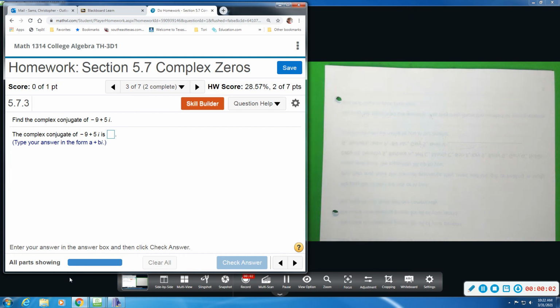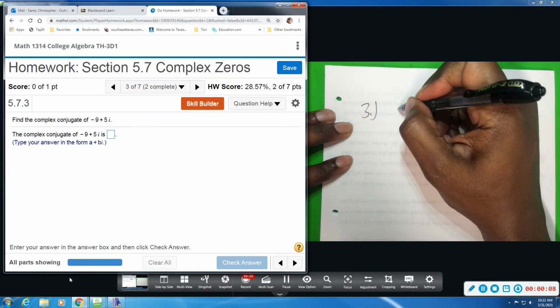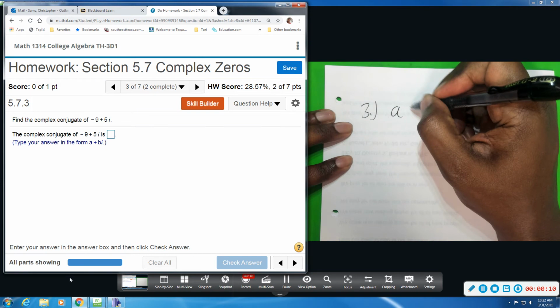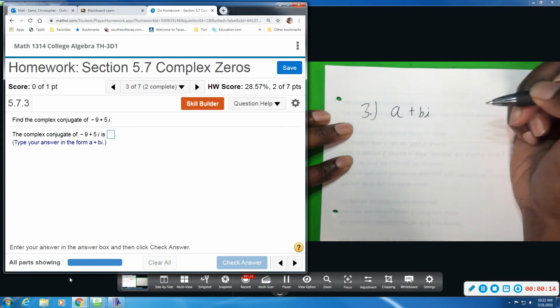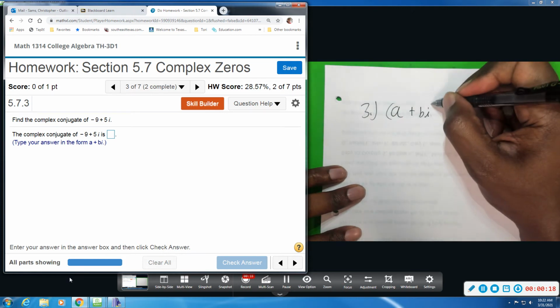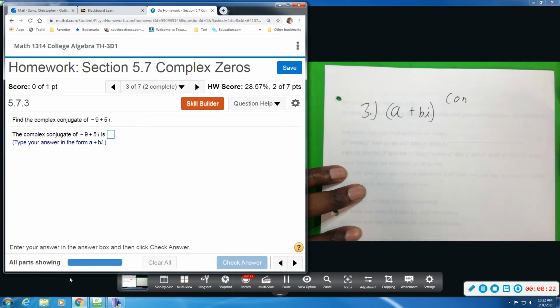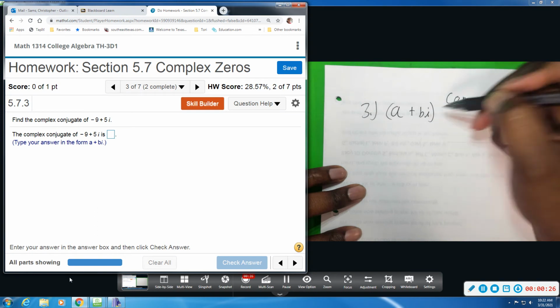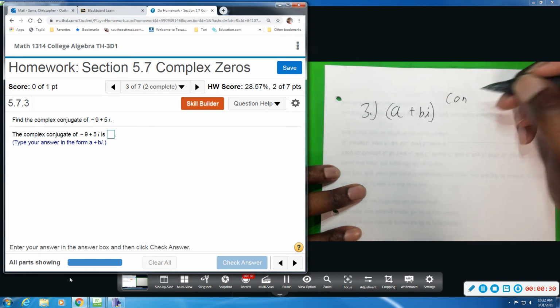All right, for number 3, we want to find the complex conjugate. So we need to recall if we have any term a plus bi, mainly we've been seeing binomials, a plus bi. The conjugate, and they just call it complex conjugate because it's imaginary, but that could be the case for any term. Remember, anything could be complex.